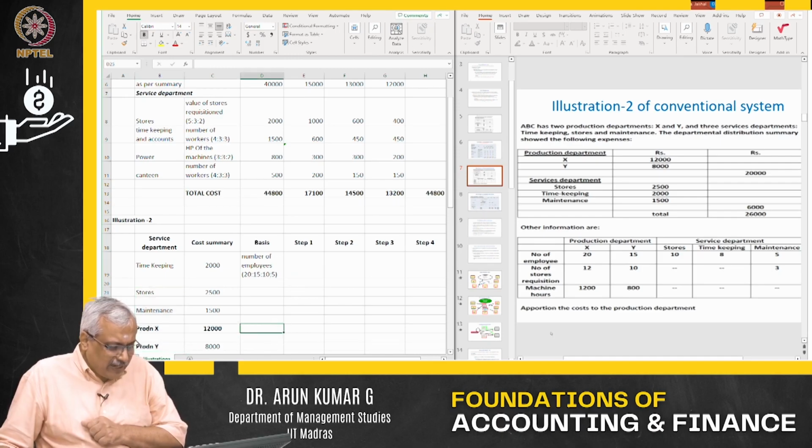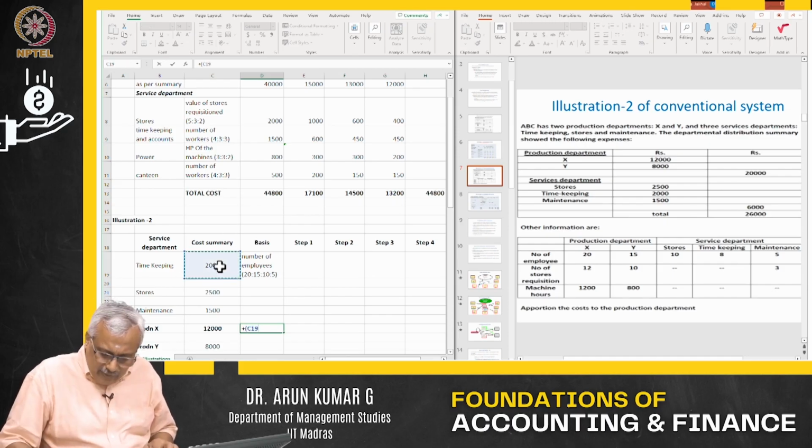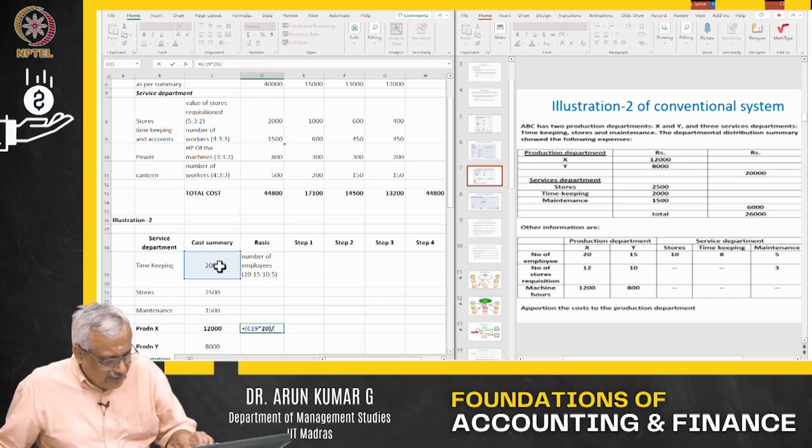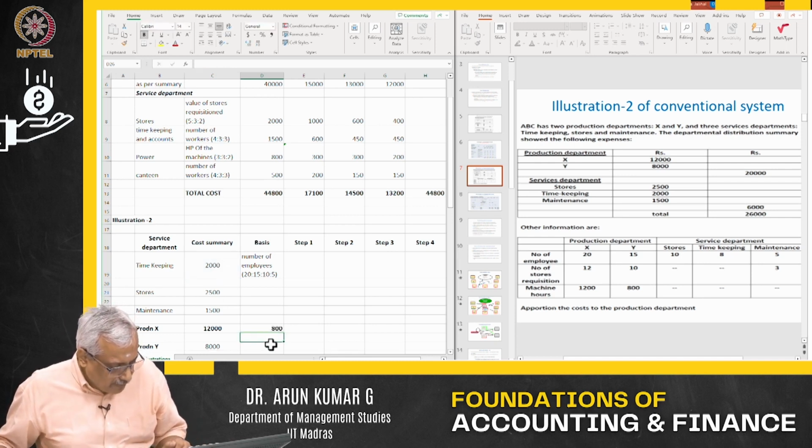Now, let us say 20 here. I am talking about production department X, and what is the kind of allocation? This is the number that is to be allocated. What is the number here? 20 divided by 20 plus 15 is 35, 35 plus 10 is 45, 45 plus 5 is 50. So, divided by 50. So, $800 out of this 2000 goes to production department X.